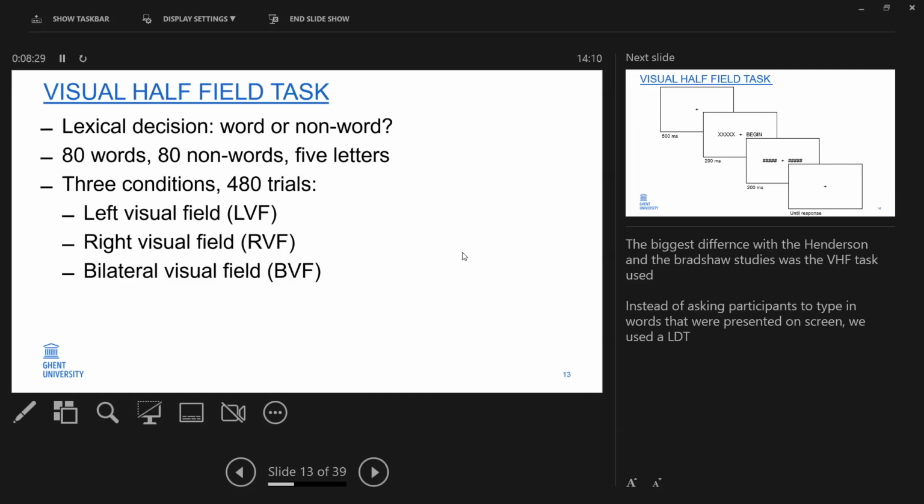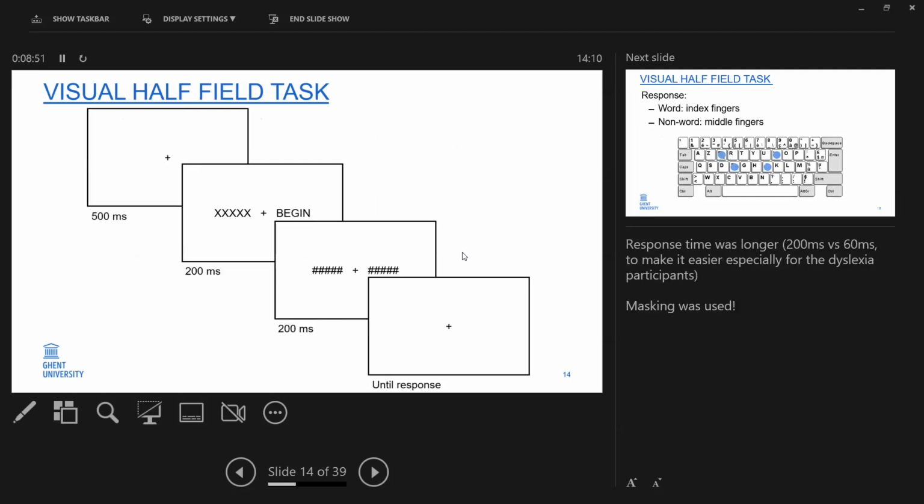Okay. This is my task. So I used a lexical decision task, simply asking the participant, is the string that appears on the screen a word or is it a non-word? So I had 80 words and 80 non-words. They were all 5-letter words. And I repeated those in the 3 conditions: left visual field, right visual field, and bilateral visual field.